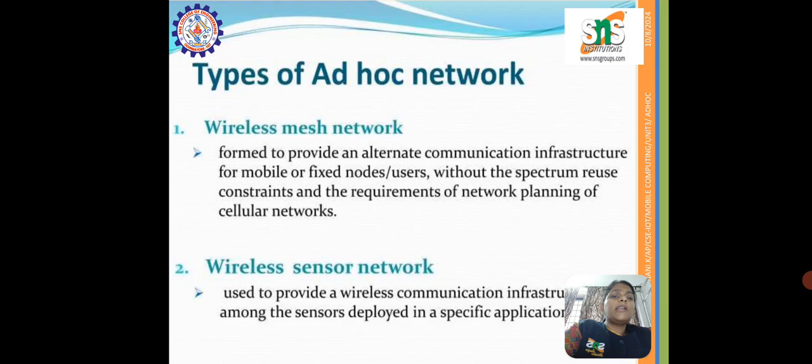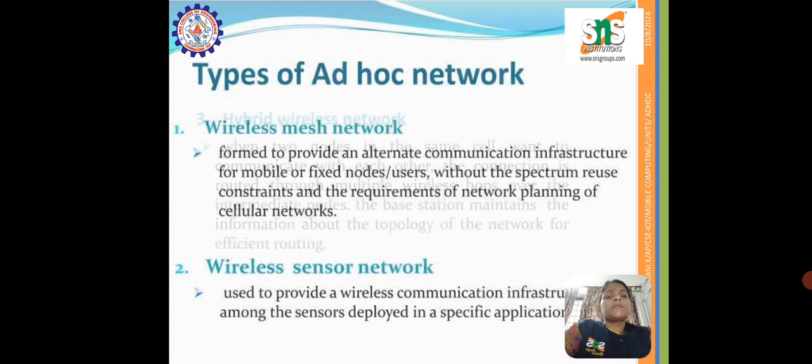Wireless mesh networks are formed to provide an alternate communication infrastructure for mobile or fixed node users without a spectrum reuse constraint, removing the requirement of network planning of cellular networks. Next is the wireless sensor network. It is used to provide wireless communication infrastructure among the sensors and deployment of specific applications. These wireless sensor networks are widely used in many applications.